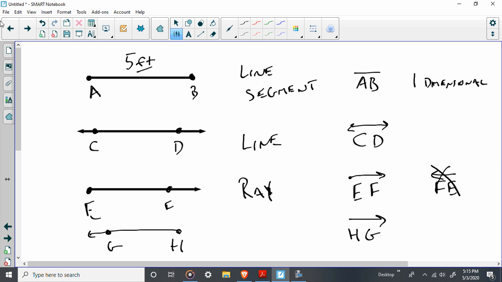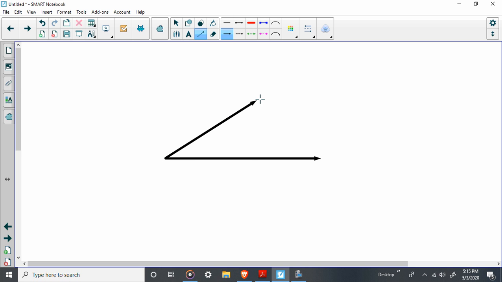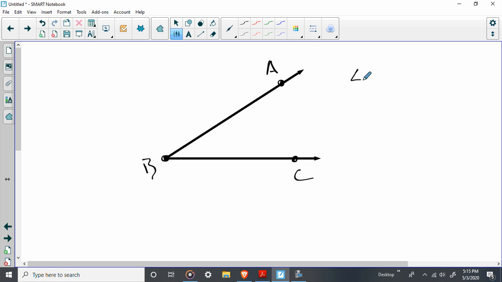All right, and the last thing we need to know for today is what happens when we put two rays together. If we put two rays together, we get what's called an angle. And we'll get to how we're going to measure angles in the future. Angles we need to label with 3 letters. A, B, C in this case. So we would call this angle ABC. We could also call it angle CBA.